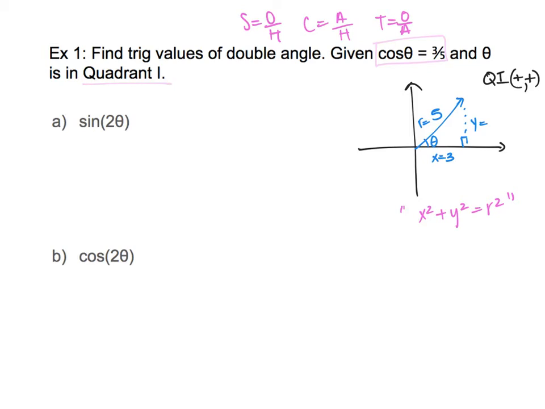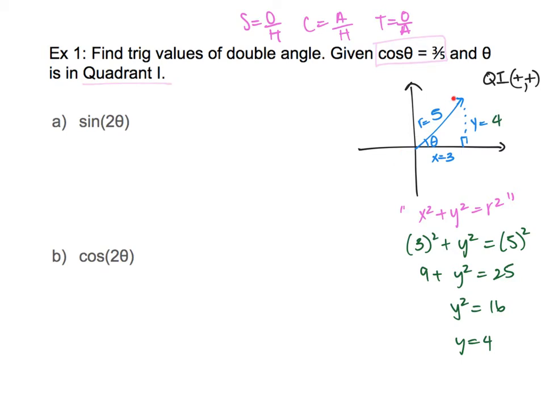So plugging in what I know, x is 3, so 3 squared plus y squared equals r squared, which is 5 squared. So that's going to be 9 plus y squared equals 25. And so I'm going to subtract the 9 over, which makes this other side a 16. If I take the square root of 16, I get a 4. So it looks like my y value here is 4.